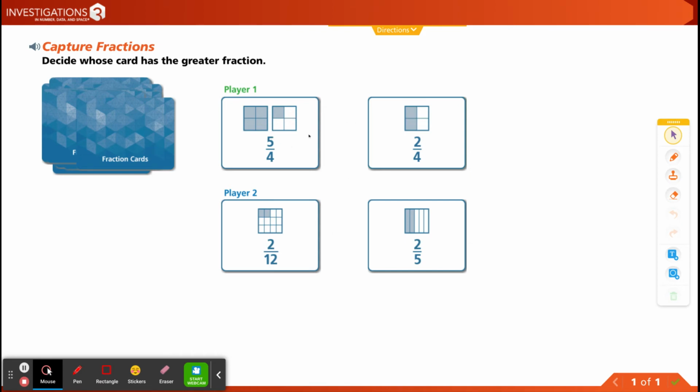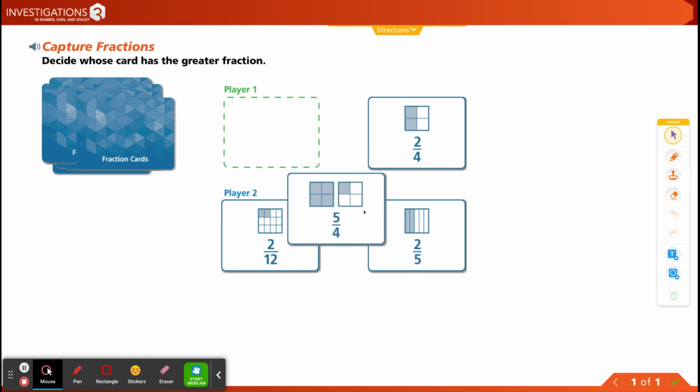When I look at this fraction 5/4, I notice that it's the only fraction that has a numerator bigger than the denominator. And that tells me that that's a fraction that's more than 1. So I have 4/4 to make the first whole, and then a fourth of the second one. So I know that's more than 1, which makes it the biggest out of all these fractions.